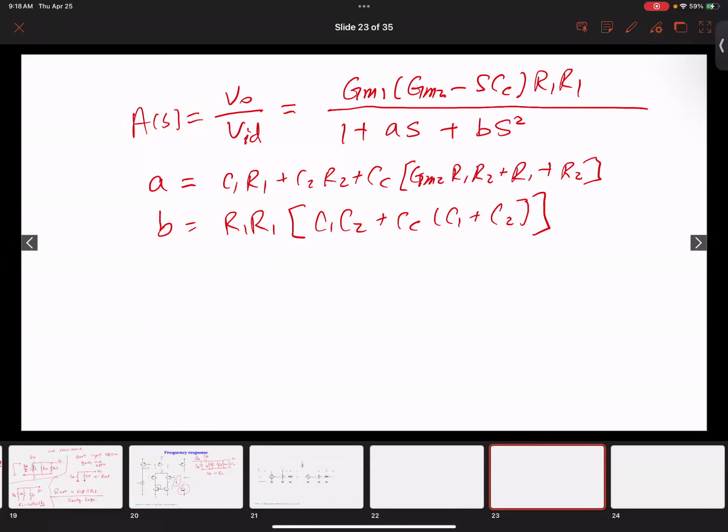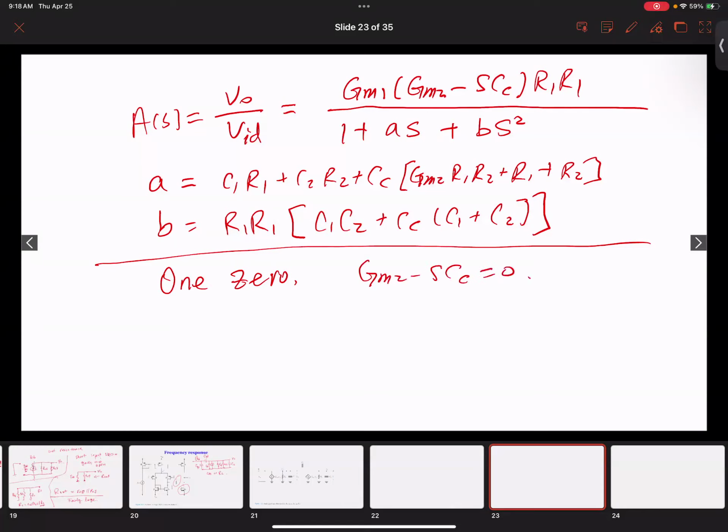Now, with that, what we're going to do is find that for the high frequency response of this gain, we have 1 zero at the numerator. Basically, if you let GM2 minus SCC equal 0, you get that zero, SZ equal to GM2 divided by CC. And if you look at here, where is that in the complex plane?